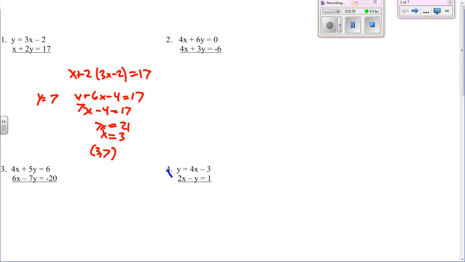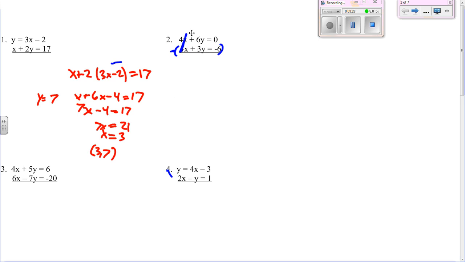Number 2. The easiest way to do this is to subtract. Subtract this whole thing. You have 4x minus 4x. That gives you 0x. Those cancel like you wanted them to.